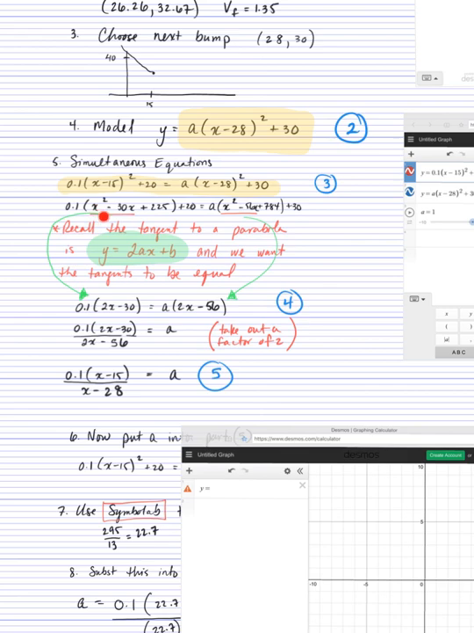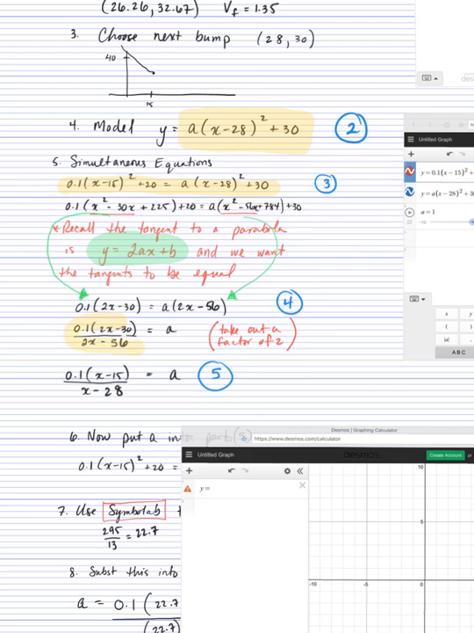So if I look at this first equation, the equation for the tangent to that parabola is 2x minus 30. Here it is, 2x minus 30. The equation to this tangent is 2x minus 56. And both of them had a coefficient, so the a is still there, the 0.1 is still there. All right, the reason we're doing this is because we can then solve for a.